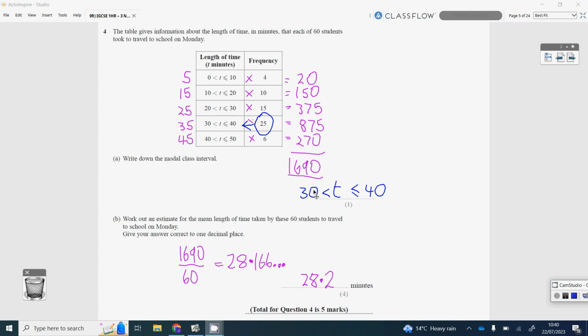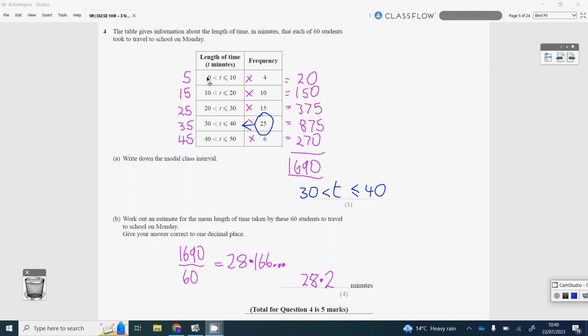Now, for part B, work out an estimate for the mean length of time taken. Now, the problem we have here is we know 4 students took between 0 and 10 minutes, or 10 students took between 10 and 20 minutes to get to school, but we don't know exactly how long they took. I mean, these 4 students could have taken a minute, they could have taken 9 minutes, 8 minutes, who knows? So the best we can do is take an estimate, hence why we're estimating the mean.